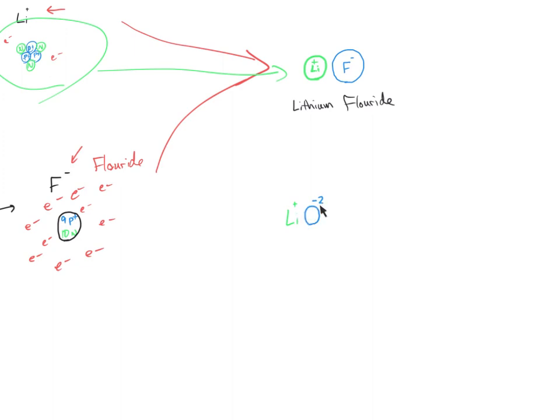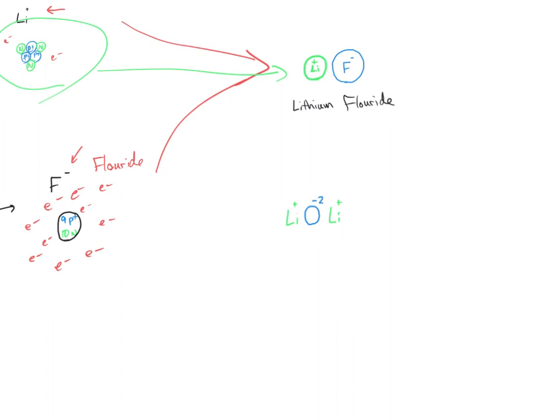Well, the only way to make this compound neutral is to actually add another lithium. I'm going to draw it kind of weird right now. I'm going to put one on this side. So now it almost looks like LOL. That was not intentional. But now we have lithium, oxygen, lithium. We have 2 positives. We have a total of 2 minuses. And this is now a neutral compound.